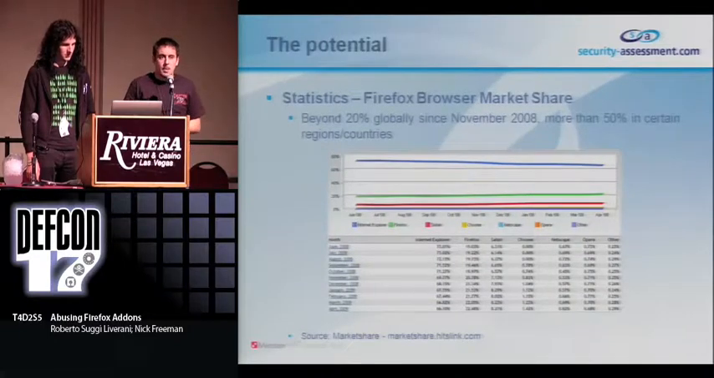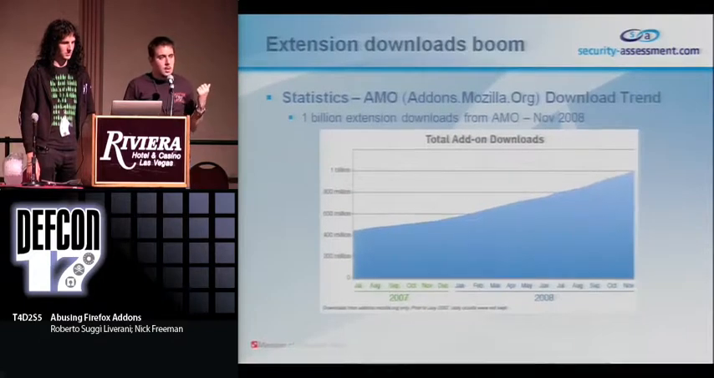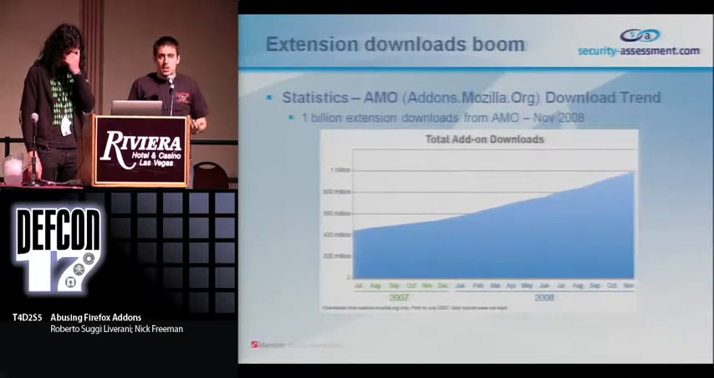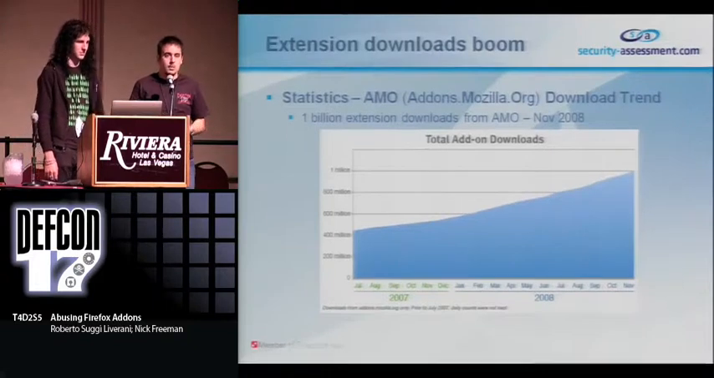Okay, just to give you some numbers and stats. That's something which is happening right now. Firefox is getting 50% of the browser market share in some countries, like in Africa and Asia. But globally, still 20%. But the trend, as you can see there, is increasing, and Internet Explorer is losing a bit. And if we think in terms of extensions, the ones that you can download from addons.mozilla.org, that's increasing. In November 2008, it was 1 billion downloads.